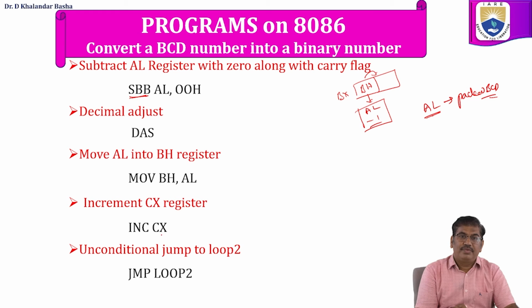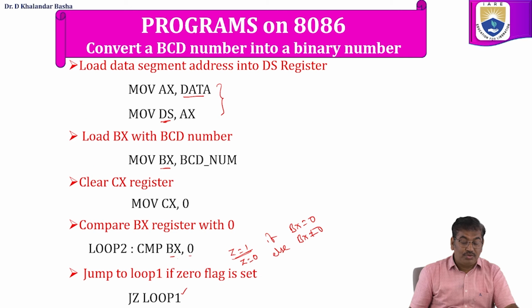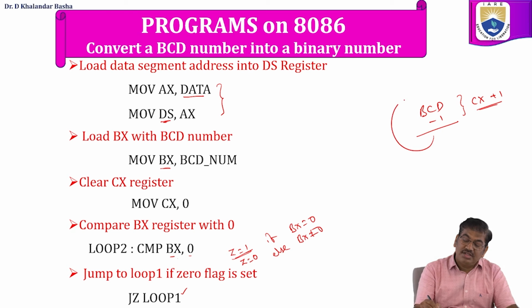Then we go for incrementing the CX register. After incrementing the CX register, unconditionally we will go back to loop 2, where we compare BX with 0. So like this, every time the given BCD number will be subtracted by 1. For every subtraction, the CX contents will be incremented by 1. So this process will be repeated until the BX register content is equivalent to 0.